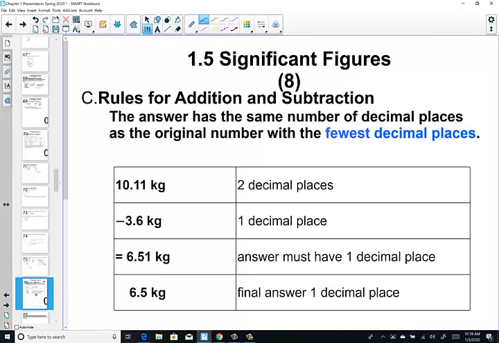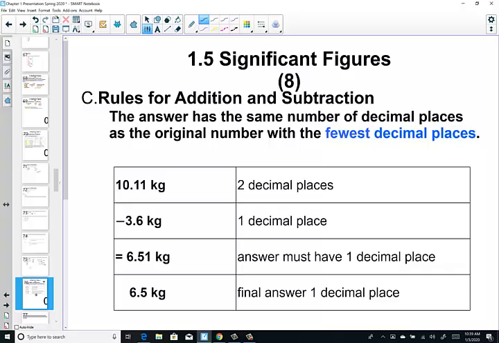Now that we've practiced multiplying and dividing, let's talk about adding and subtracting. The rules are a little different. The answer has to have the same number of decimal places as the original number with the fewest decimal places. So notice here the distinction is we are not counting total number of sig figs as we did with multiplying and dividing. Instead, we're looking at adding and subtracting and counting decimal places.